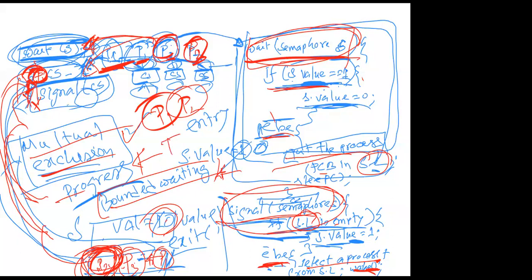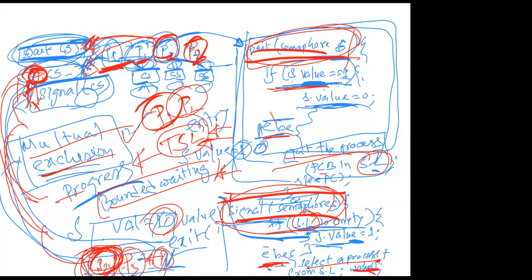Also, you know that the TSL method is hardware dependent. This is a special command, and it may not support all computers. But wait and signal are available for all operating systems. They can support every machine, so we can say this is hardware independent.